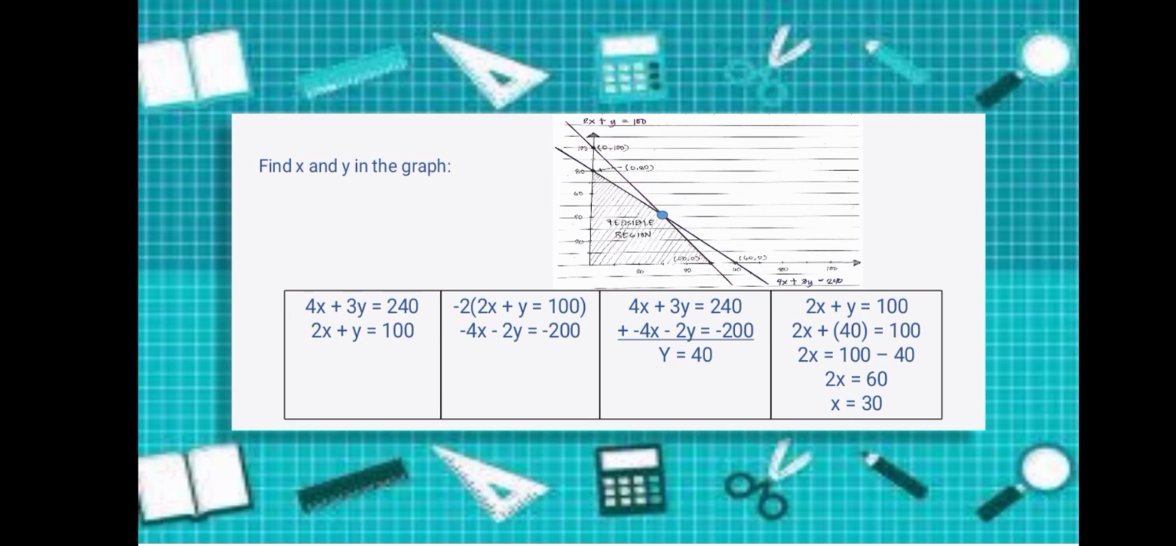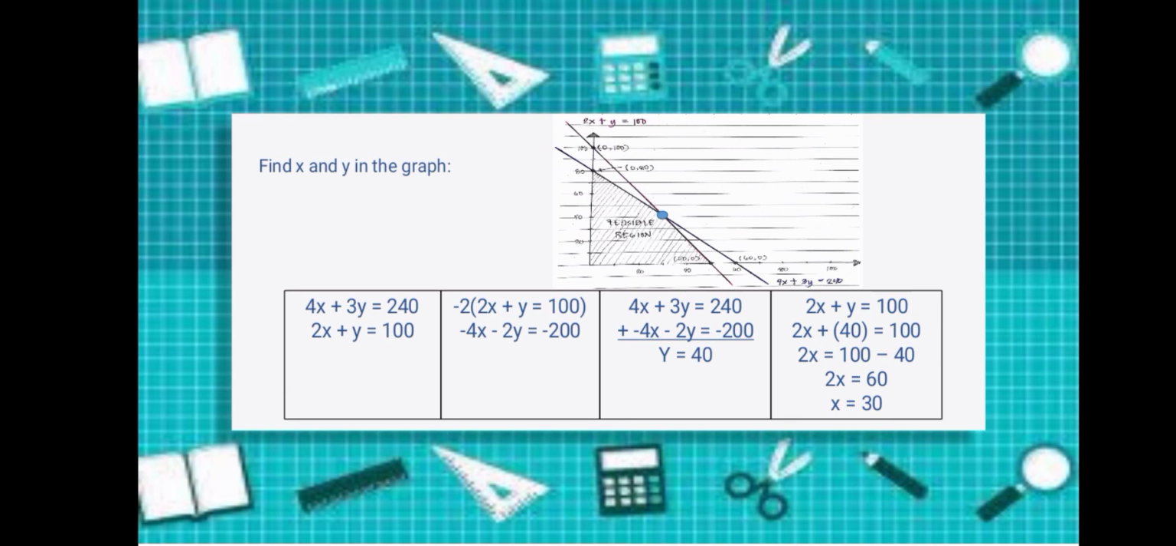So, negative 2 times 2x is negative 4x. Negative 2 times y is equal to negative 2y, and negative 2 times 100 is equal to negative 200. And then, i-eliminate na natin para malaman natin kung ano yung ating y. So, 4x plus 3y is equal to 240, plus negative 4x minus 2y is equal to negative 200.